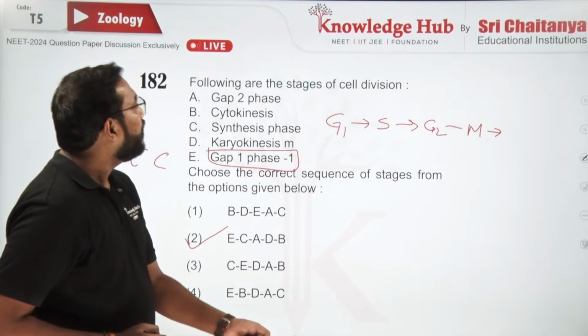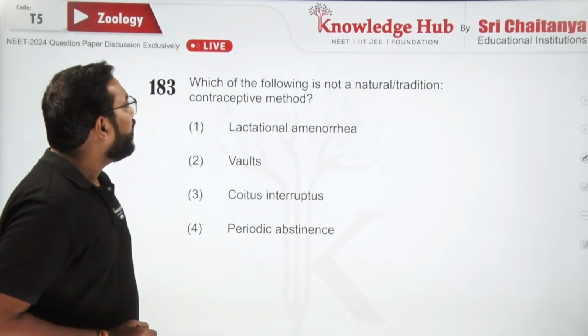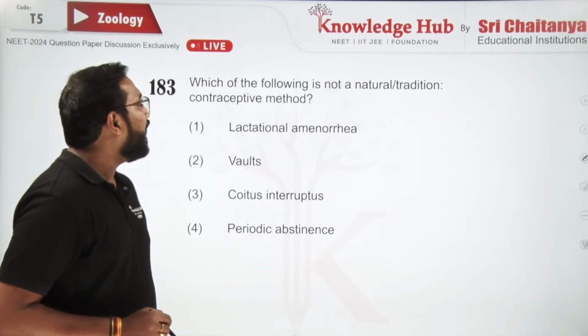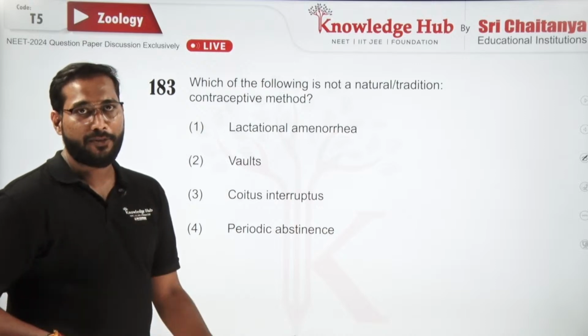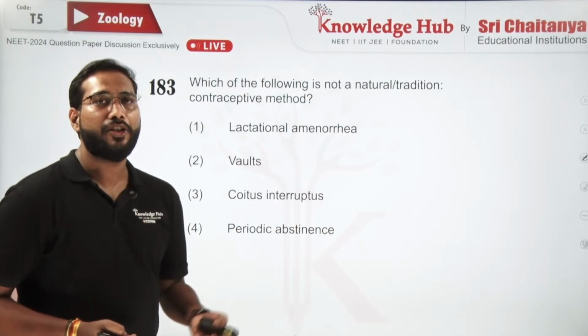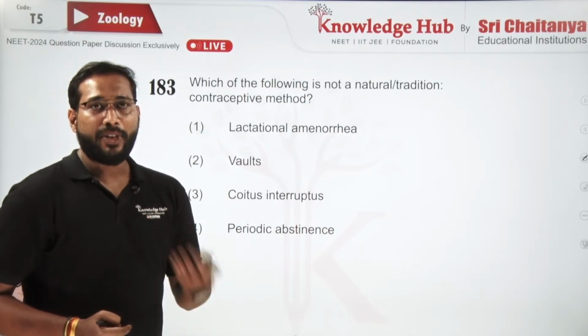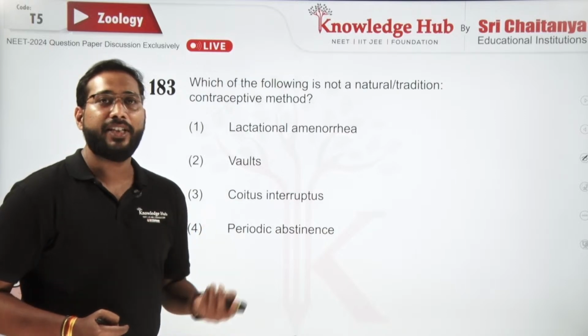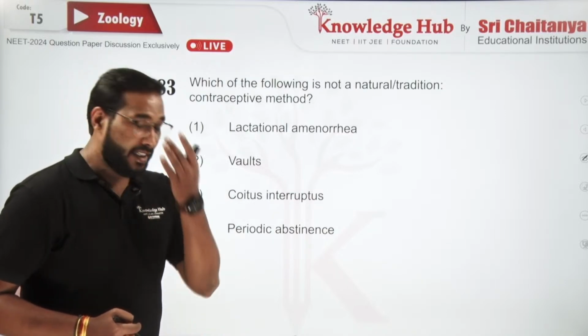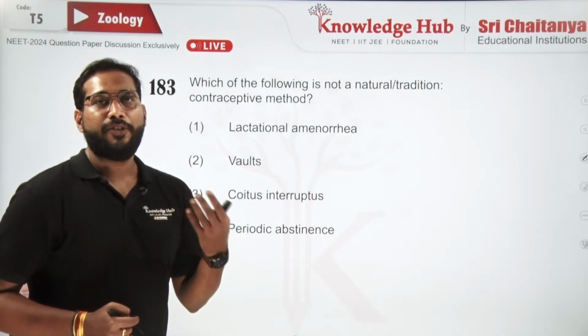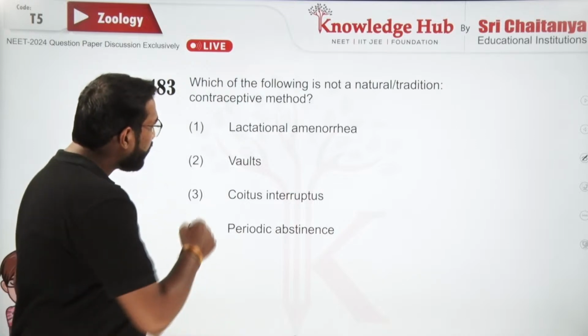That is correct. Now if we move on to the next question, we have: which of the following is not a natural or traditional contraceptive method? Now, the natural or traditional contraceptive methods completely rely on hormonal and behavioral changes. They do not incorporate any kind of physical things into the act, right?